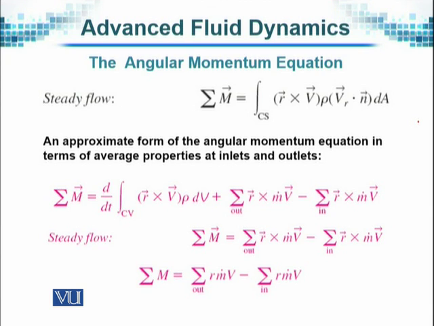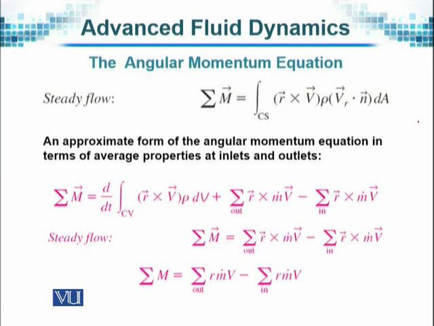An approximate form of the angular momentum equation in terms of average properties at inlets and outlets, because we have to equate them. The total external forces must be equal to the forces that are generated at the devices or the point of application wherever they are being applied. So the external forces equal the rate of change of r cross V rho into the volume over the control volume. This is if the flow is unsteady, and that is why d by dt is appearing.